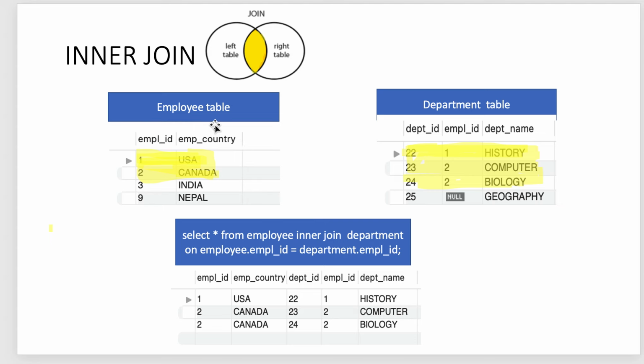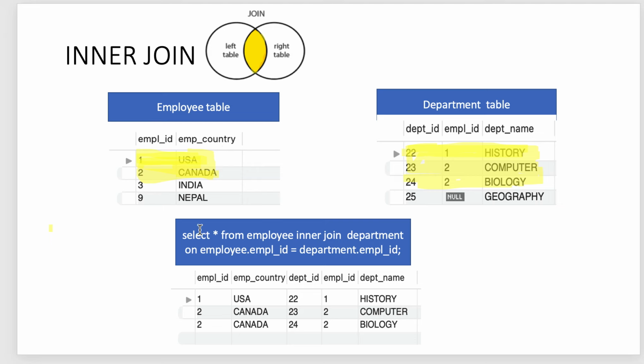In our example, we have two tables. One is the employee table and the other is the department table. The employee table has two columns: employee ID and employee country, whereas the department table has three columns: department ID, employee ID, and department name. In both tables, employee ID is common. What the inner join does is select elements from both tables which have a common employee ID.